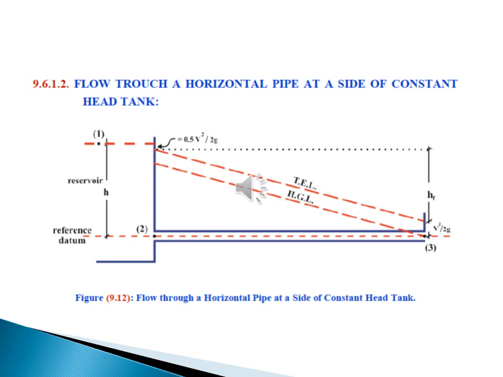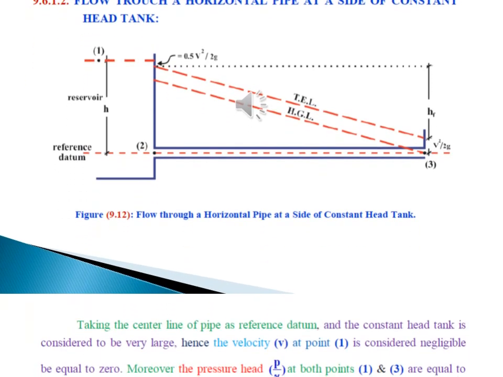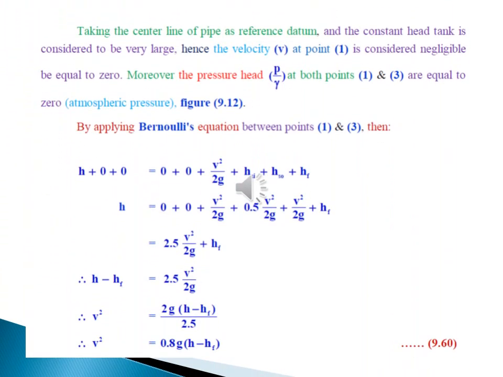Flow through a horizontal pipe at the side of a constant head tank, as shown in the enclosed figure. My dear, by applying Bernoulli's equation between points 1 and 3, you can calculate the head losses between the 2 points and also the velocity of flow, as illustrated in the enclosed equation.